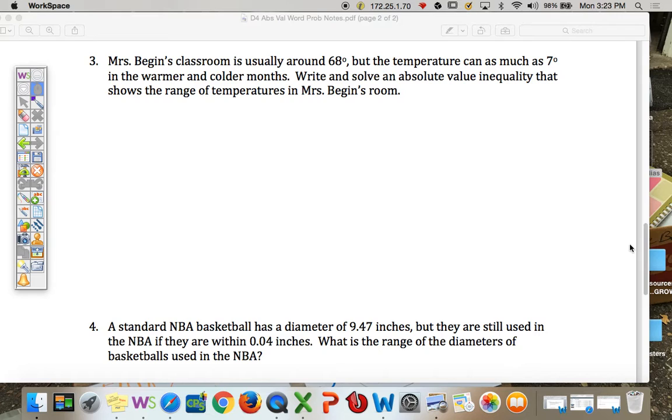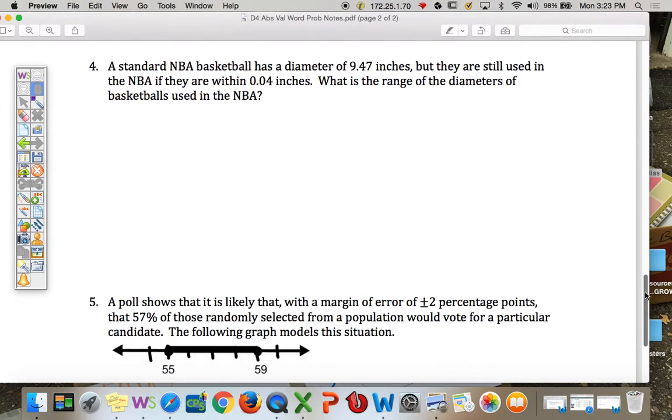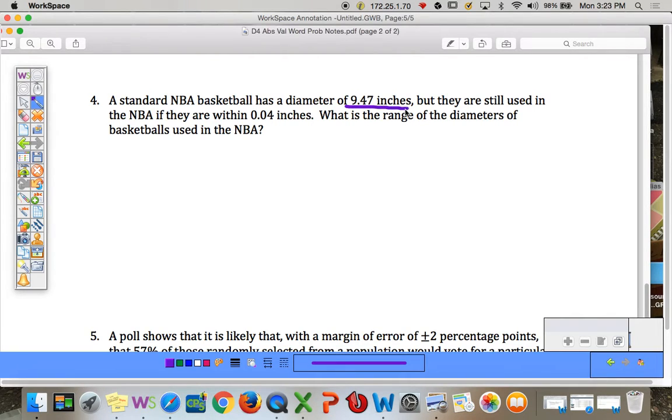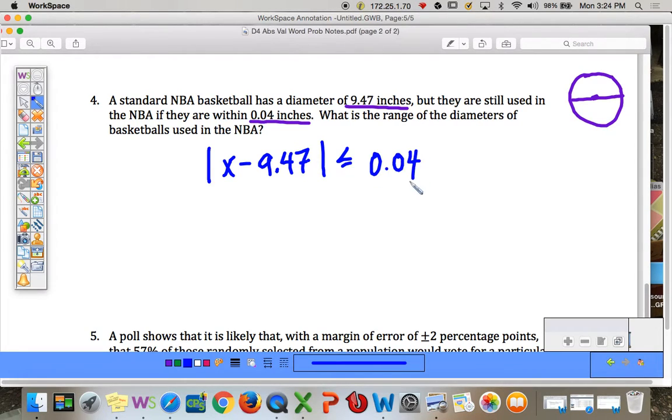A standard NBA basketball has a diameter of 9.47 inches, but they are still used in the NBA if they're within 0.04 inches. What is the range of diameters of basketballs in the NBA? So a diameter is going to be all the way across. So let's write the inequality. x minus this 9.47 is going to be less than or equal to 0.04. We split it up and solve.